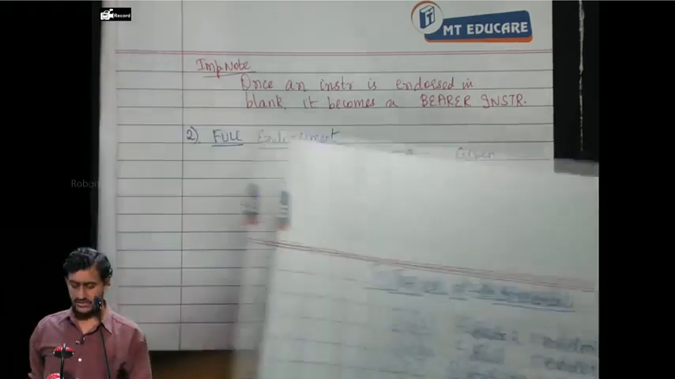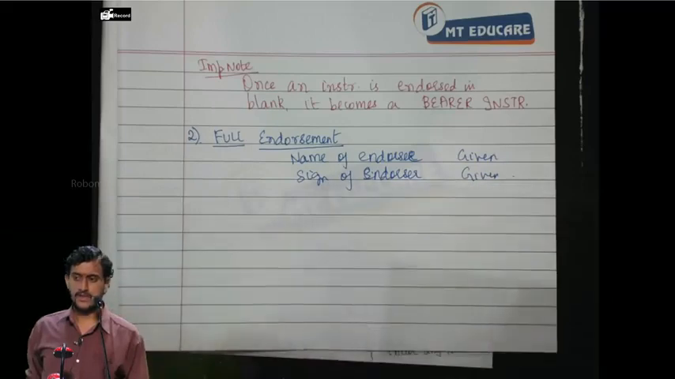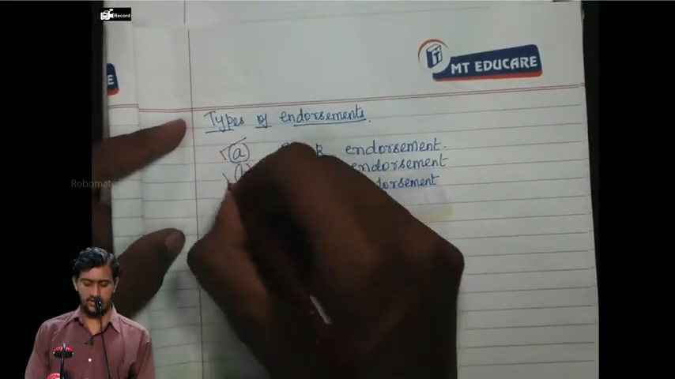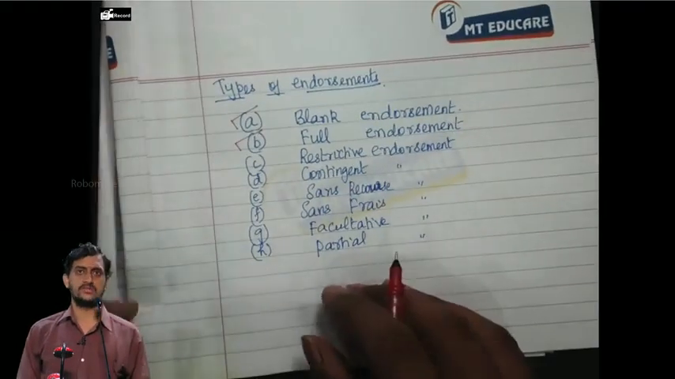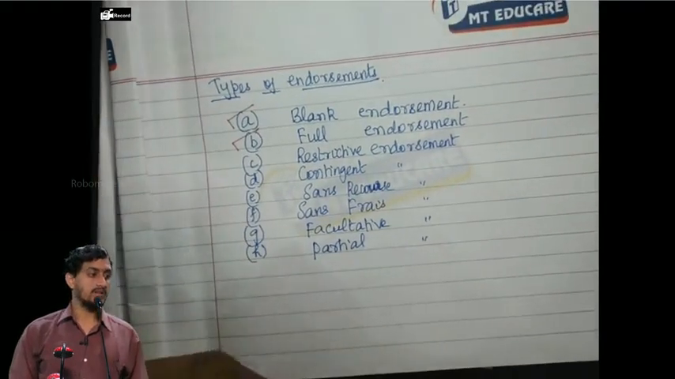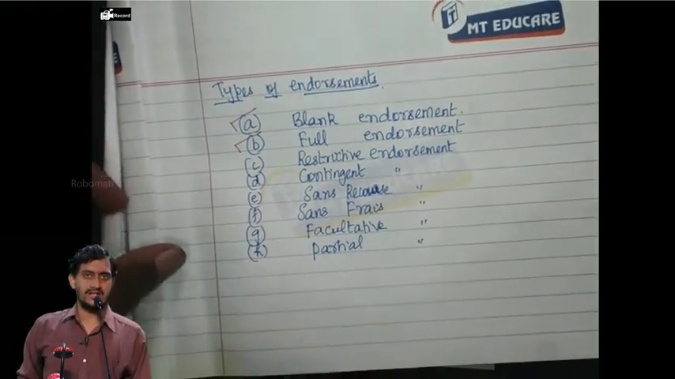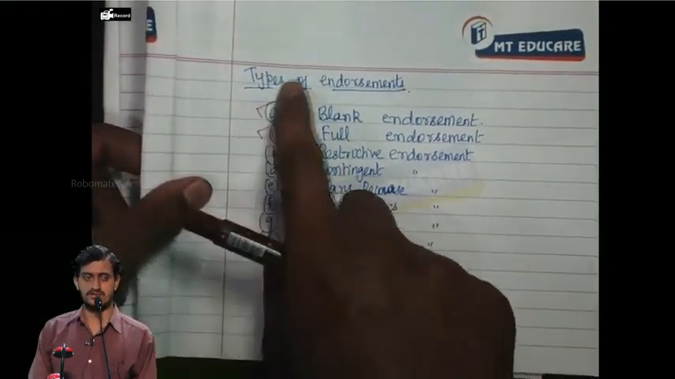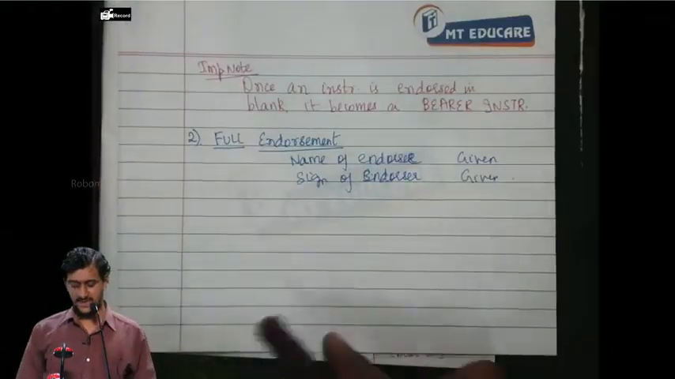So now what is over? Blank endorsement is over. Full endorsement is over. Next is what? Restrictive endorsement. See, you all should put signature like this only. It is our signature.